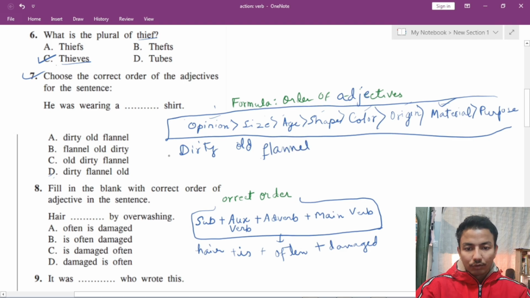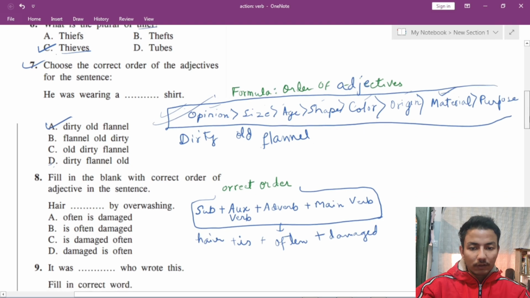Flannel. So the correct option here is dirty old flannel. I was able to solve this kind of question just by following this formula. So that is how you solve that kind of question.